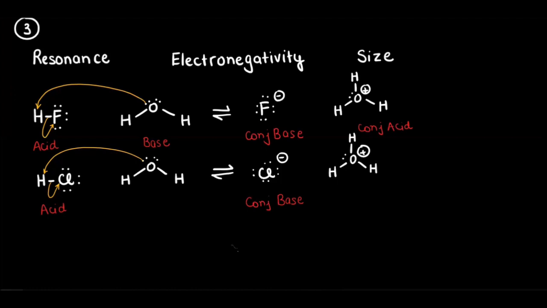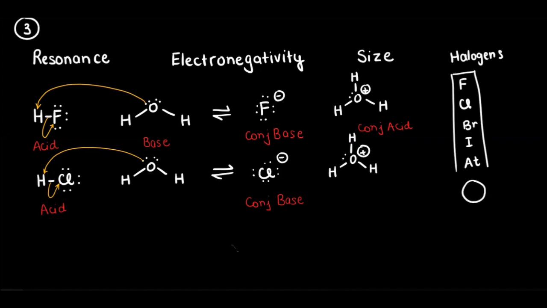Now, how do we know which base, fluoride or chloride, is the stronger base? If you look on the periodic table, there is the column for halogens. The halogens are fluorine, chlorine, bromine, iodine, astatine, and there is one more which we do not consider because it is radioactive. Even astatine is radioactive, so you can leave that. But here, we're just comparing these two.